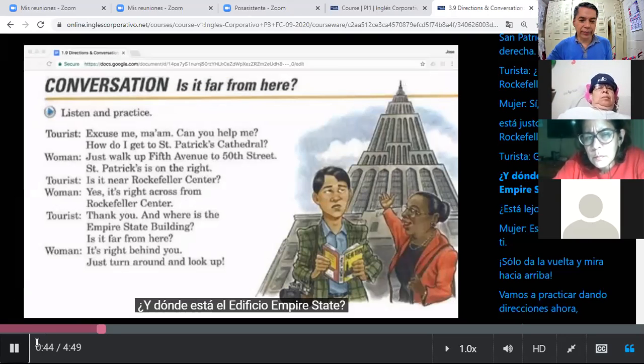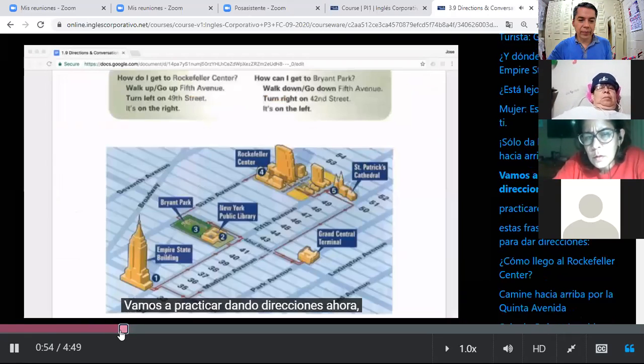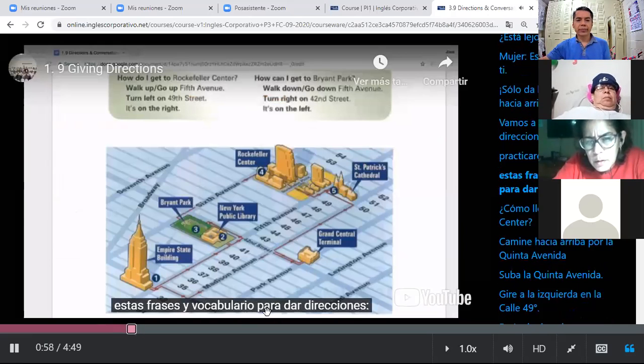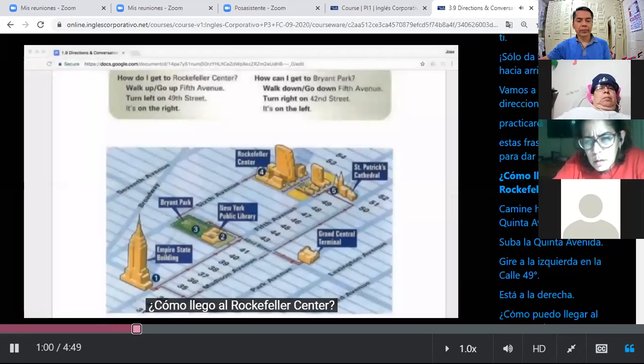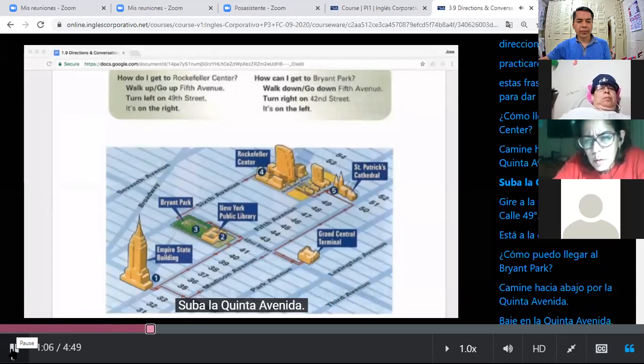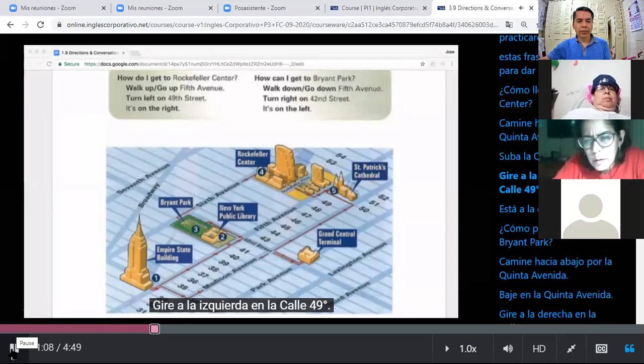Good. Now let's continue. The Empire State Building. Let's practice these phrases and vocabulary to give directions. How do I get to Rockefeller Center? Walk up Fifth Avenue. Go up Fifth Avenue. Turn left on 49th Street. It's on the right.